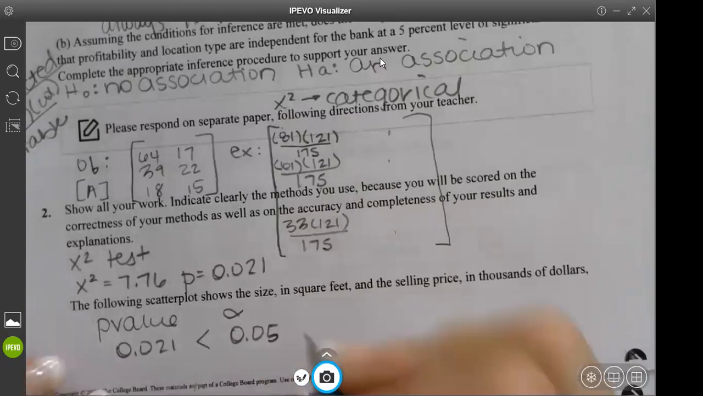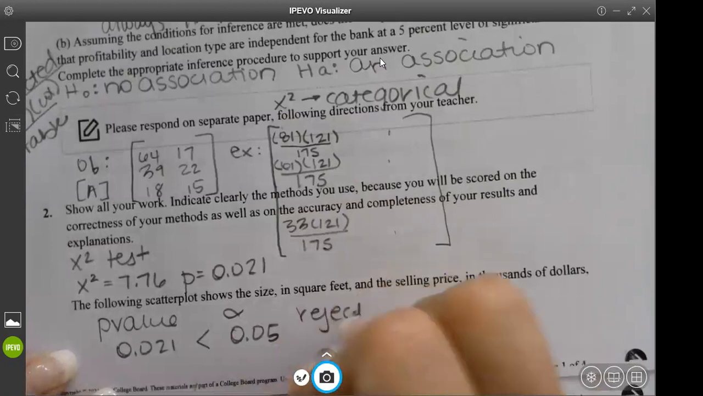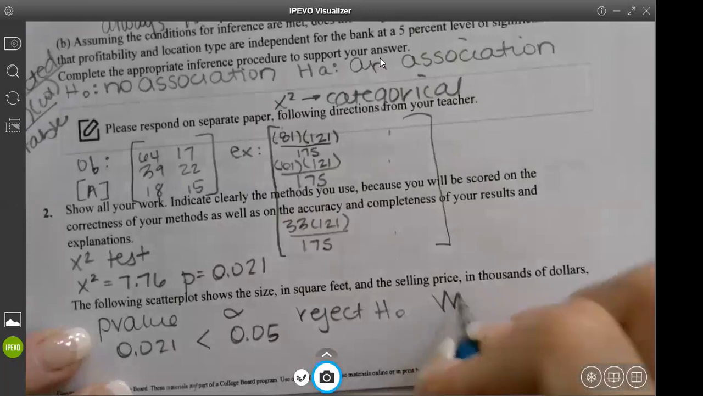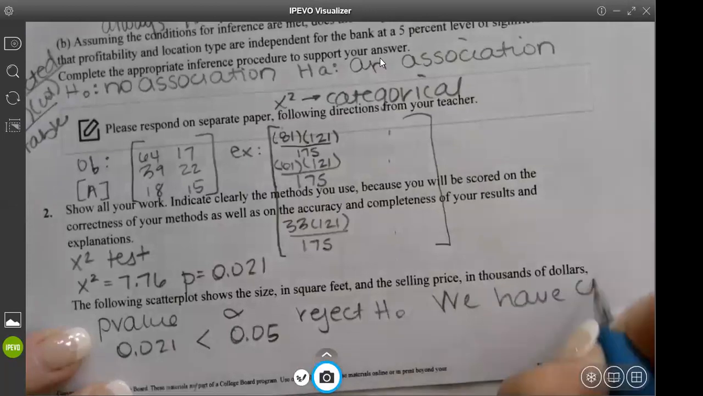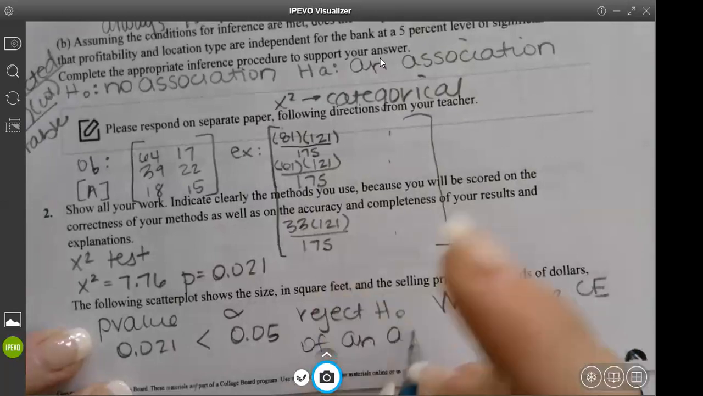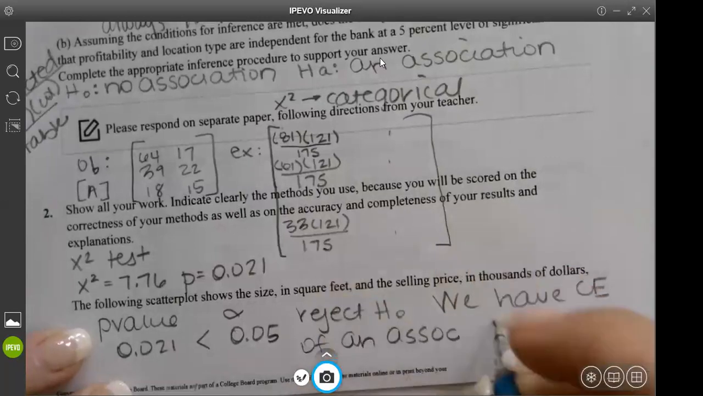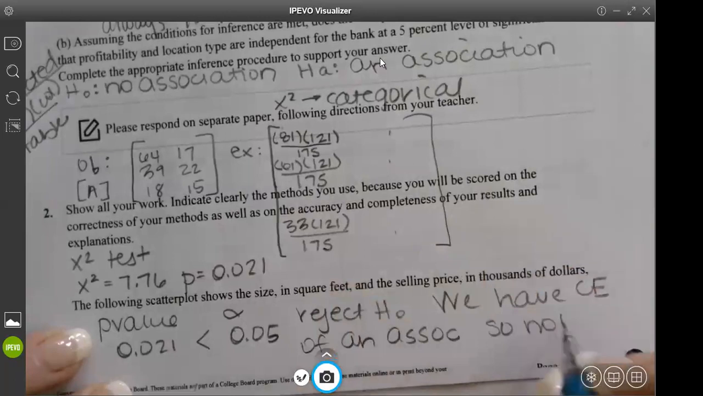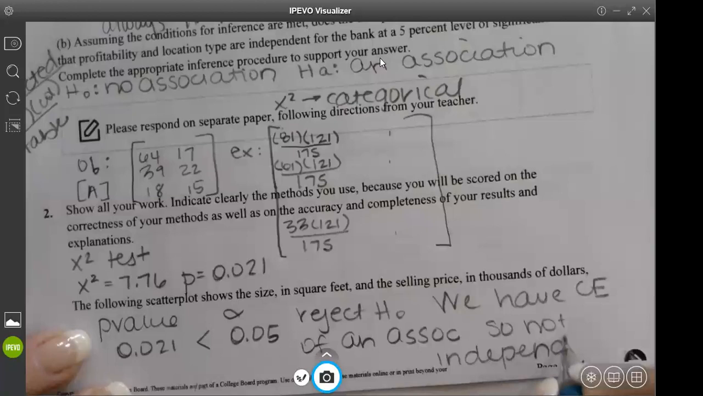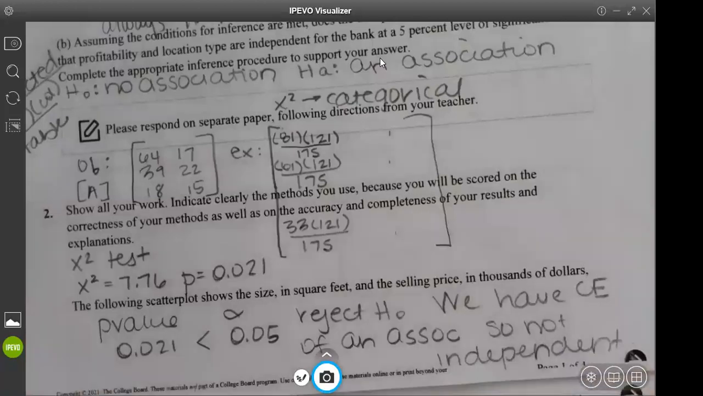Reject H sub O, which means we have convincing evidence of an association, so they are not independent. Make sure you do it in context of the problem. So not independent. And again, in context of the problem.